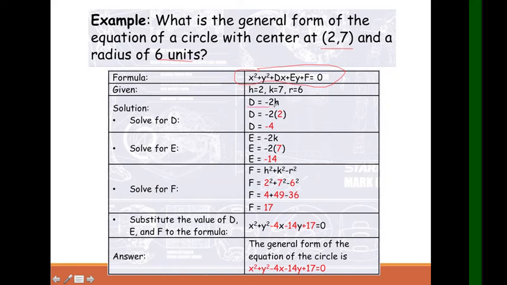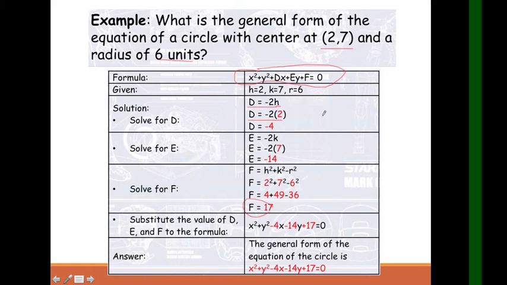So to find d, we have negative 2h. So negative 2 times 2 is negative 4. For e, we have negative 2k and k is equal to 7. So negative 2 times 7 is negative 14. For f, we have h squared plus k squared minus r squared. So we have 2 squared plus 7 squared minus 6 squared. So we have 4, 7 squared is 49, and 6 squared is 36. Then 4 plus 49 is 53 minus 36 is 17.